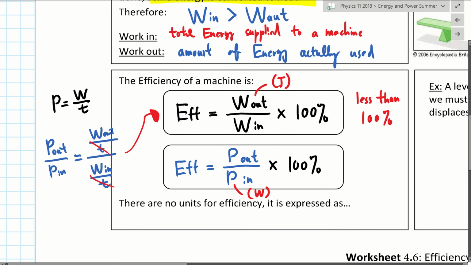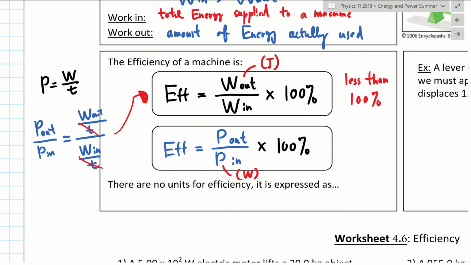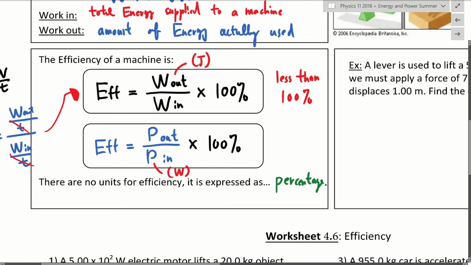All right. Now, efficiency is just a percentage of how much energy you are actually keeping at the end. So there's no unit for it. Just write it as a percent, like 30%, 20%, something like that.